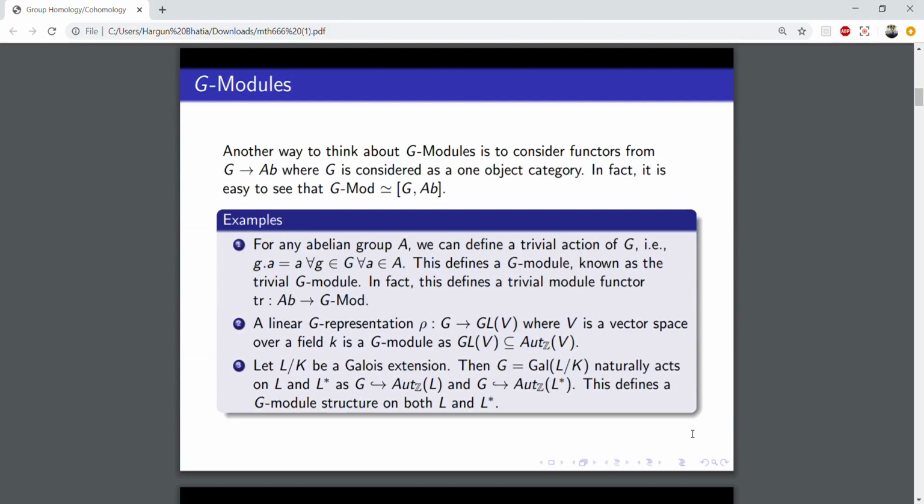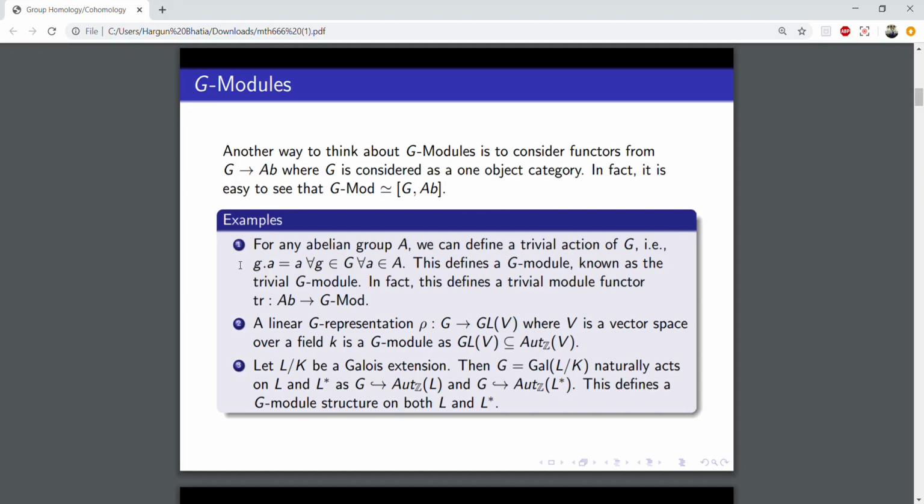Then we can also think about the category of G modules as a functor category. Any G module you can think of as a functor from the category G, which is a category with a single object and morphisms being the elements of G, to the category of abelian groups. So this also gives an isomorphism between the category of G modules and the functor category from G to abelian groups. Okay, now let's see some examples of G modules.